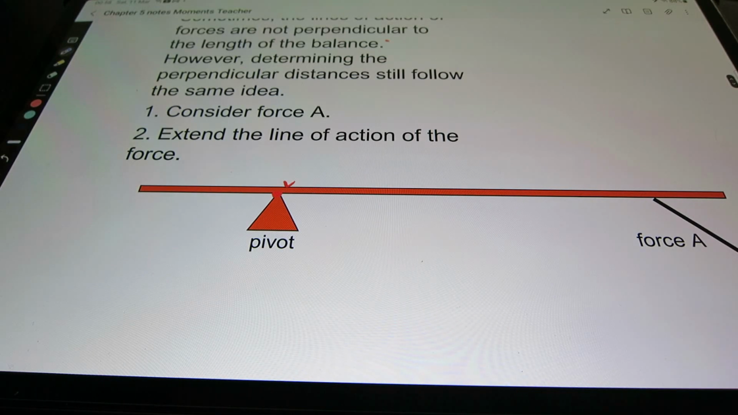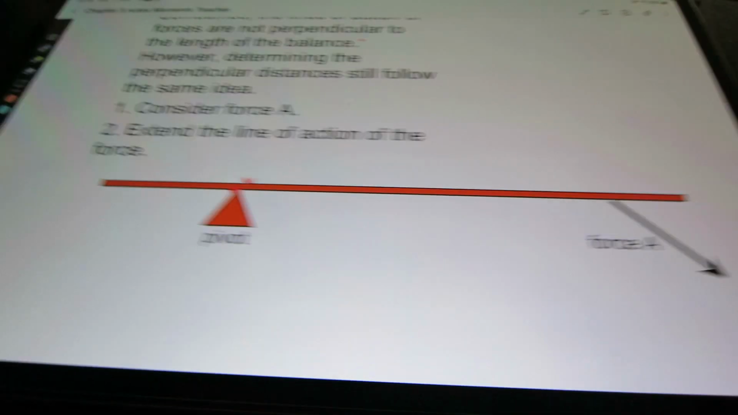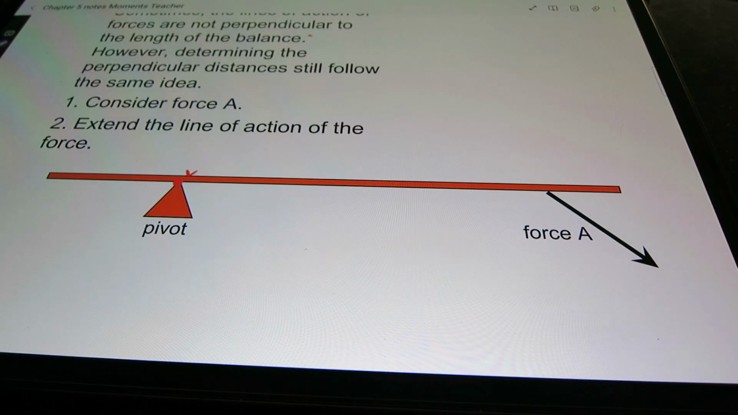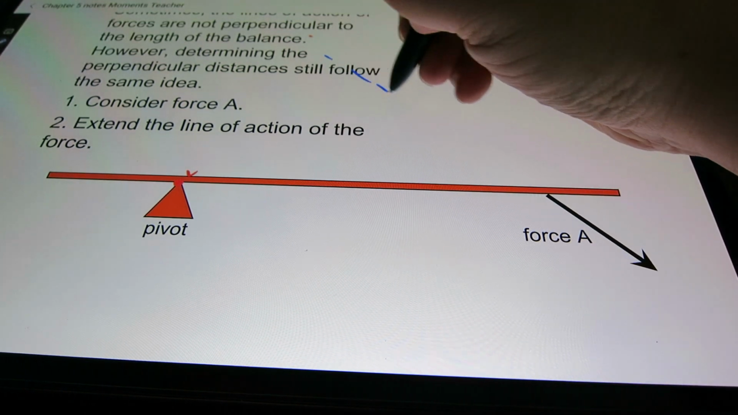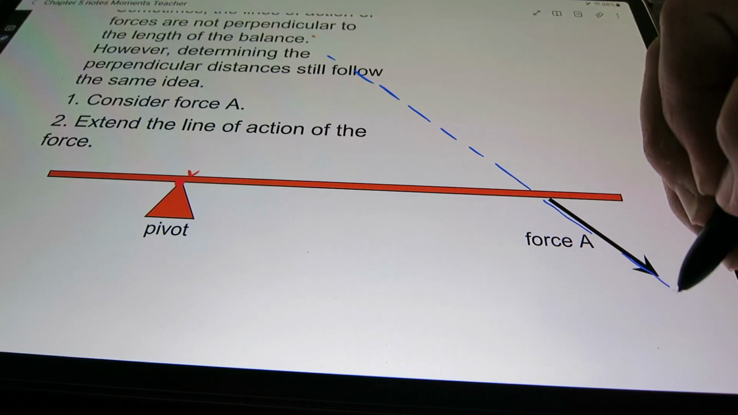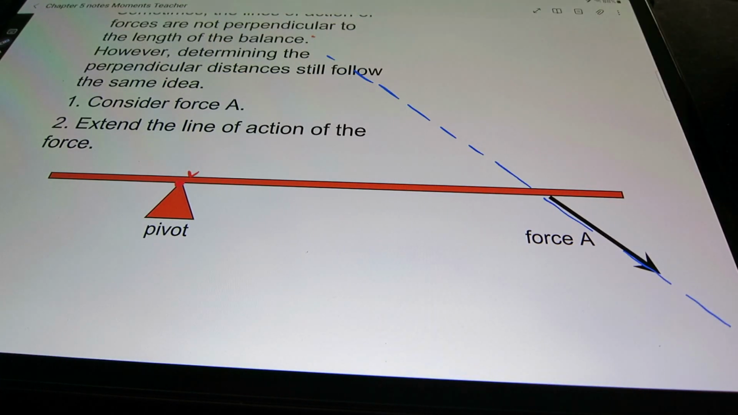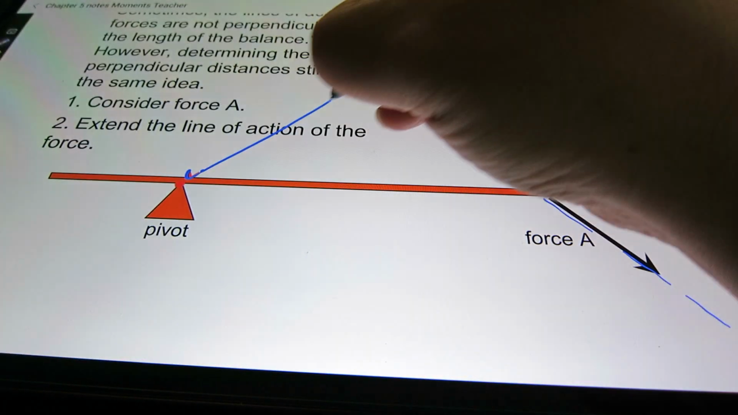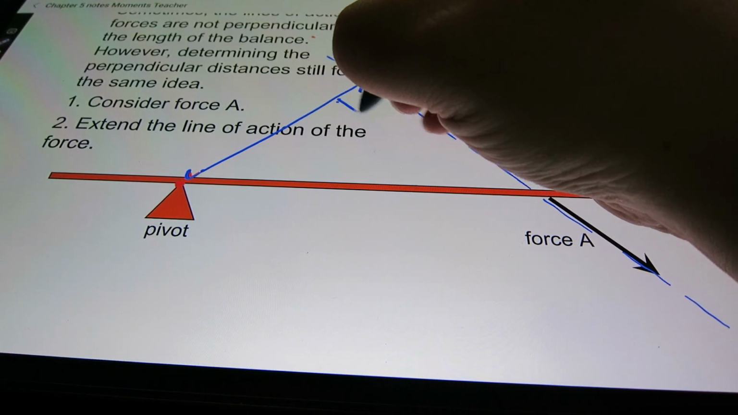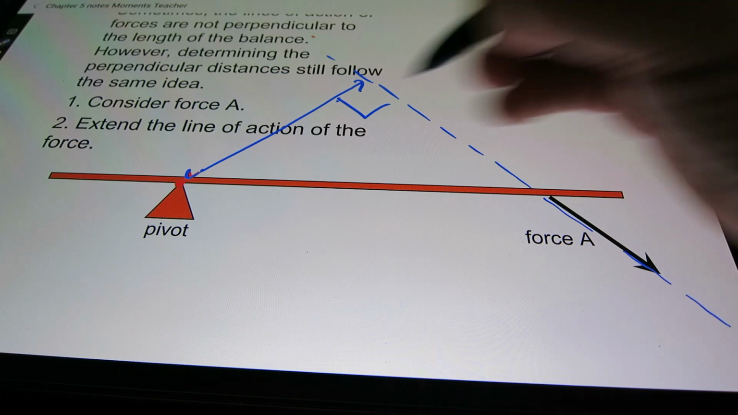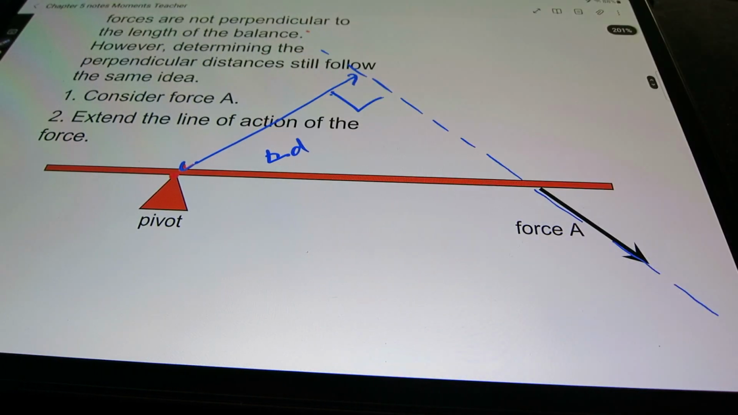Alright. Just an example here. We need to do a little bit of practice. How do I find the perpendicular distance of force A? So I just extend the line again. The shortest distance between this and this will give me the perpendicular distance. So naturally it's just something like this. It will form a 90 degree and hit the pivot. This is the perpendicular distance.